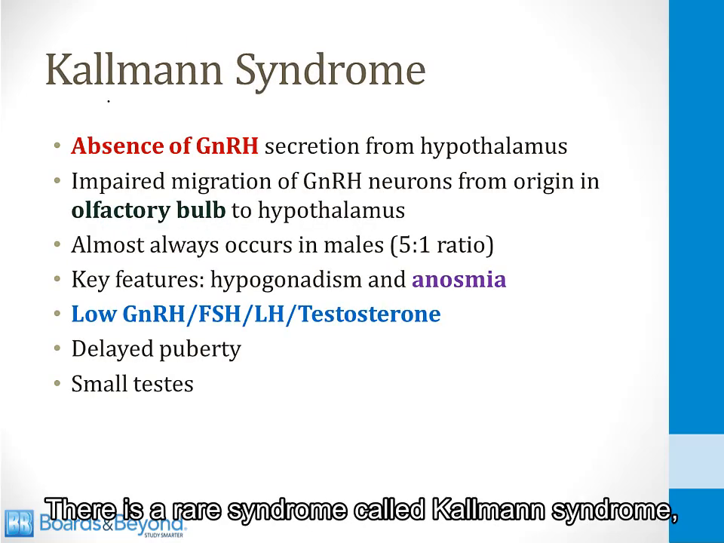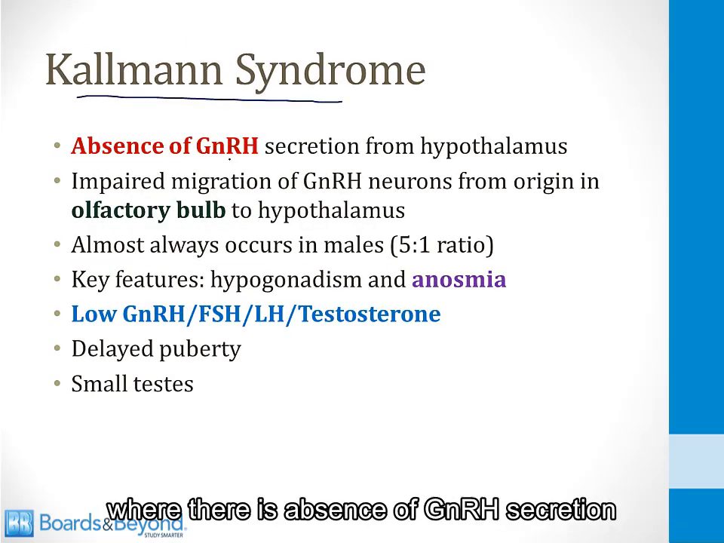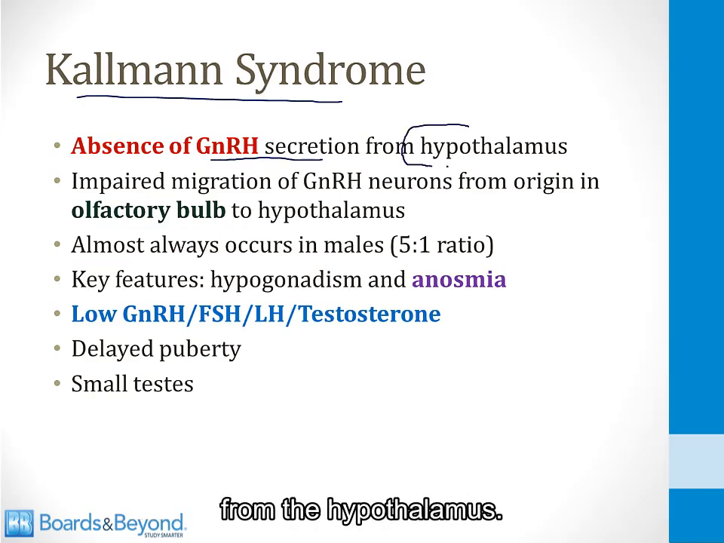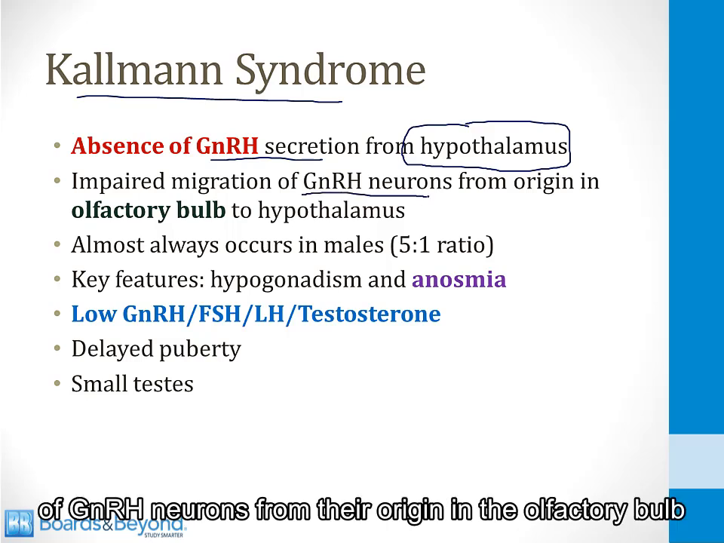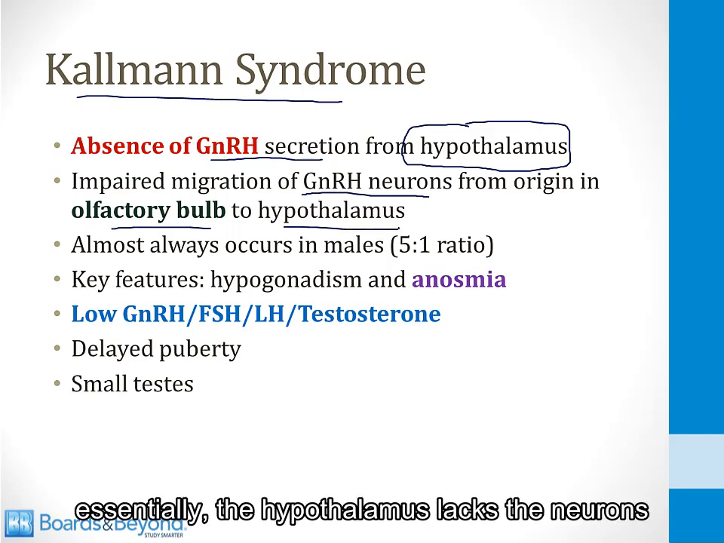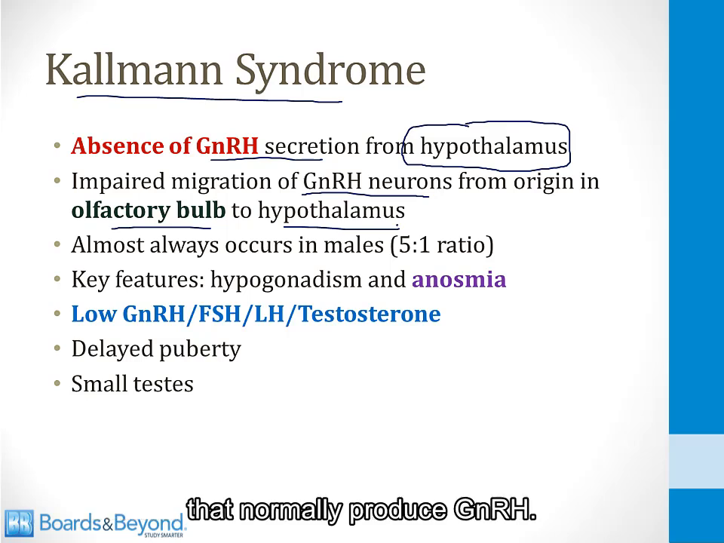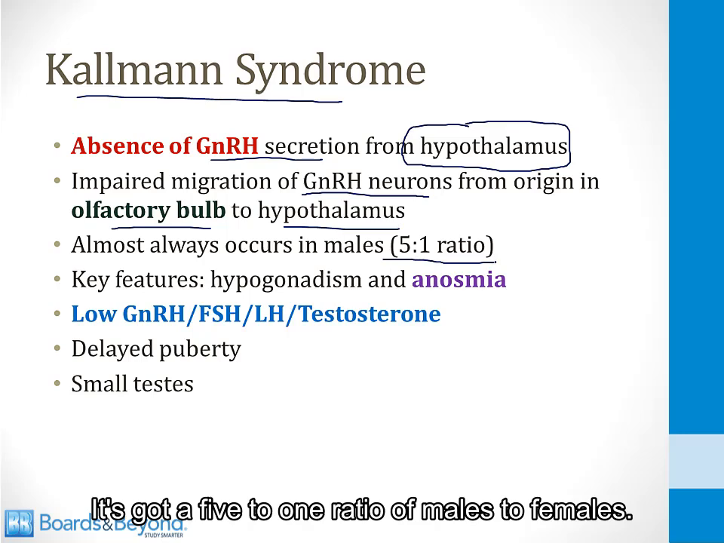There is a rare syndrome called Kallmann syndrome where there is absence of GnRH secretion from the hypothalamus. This happens because of impaired migration of GnRH neurons from their origin in the olfactory bulb to the hypothalamus. Essentially, the hypothalamus lacks the neurons that normally produce GnRH. This almost always occurs in males. It's got a 5-to-1 ratio of males to females.